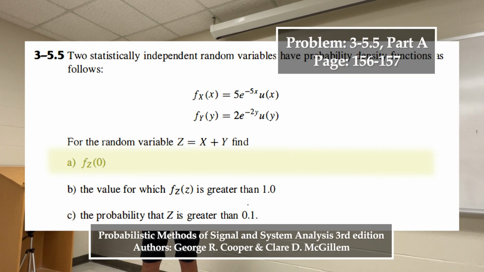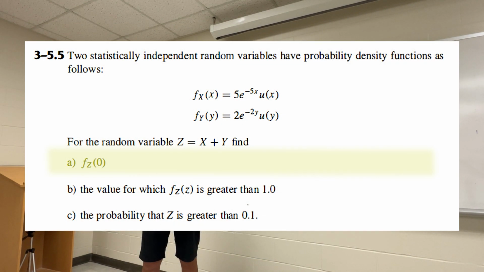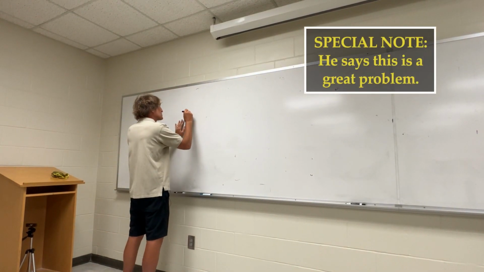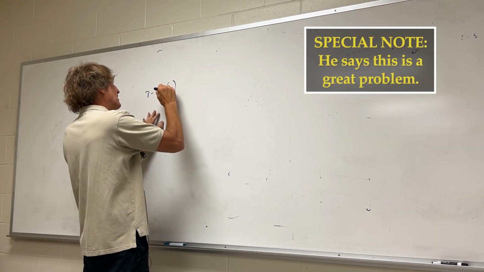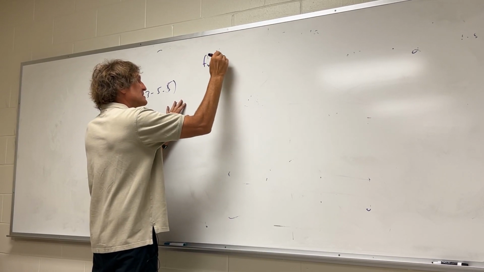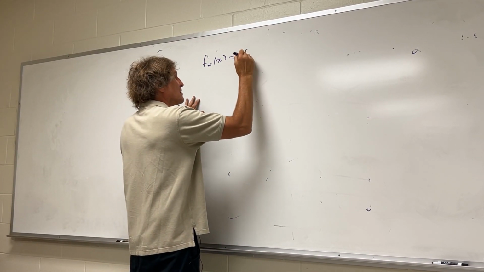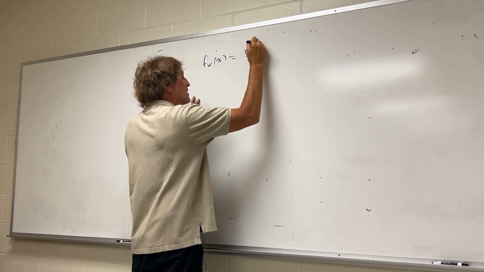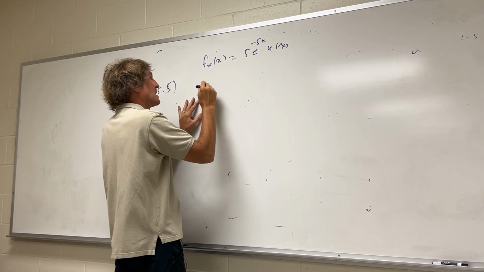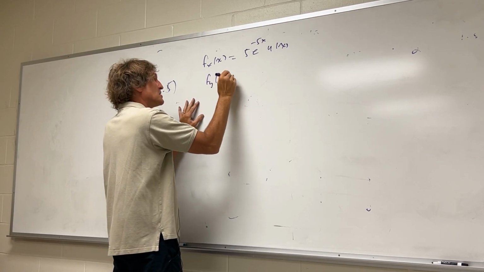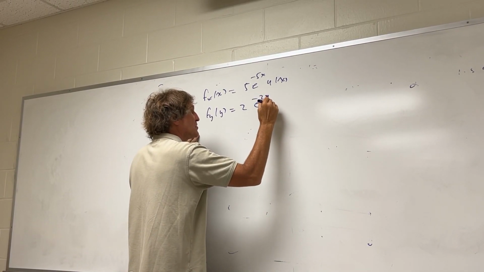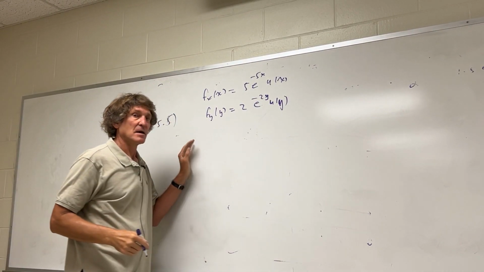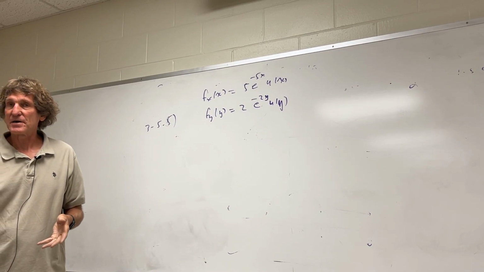Next one. This is 3-5.5. Two statistically independent random variables. Oh, yeah, this is a good one. Pay attention. This has f of x equal to 5 e to the negative 5x times the step function u of x. And f of y is 2 e to the minus 2y, u of y. And those are probability density functions, of course.